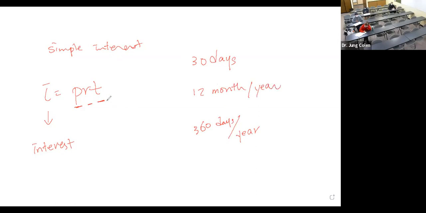Okay, pretty good. So this is very important. I is equal to PRT. We just say it's just interest. PRT is just interest.